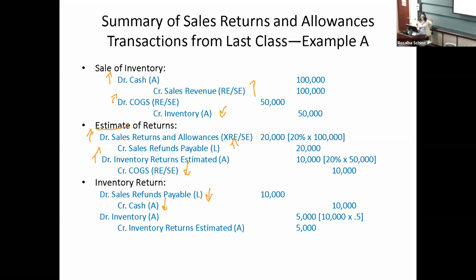I have returns, I estimate the returns for 20,000. I receive returns for 10,000. My obligation goes down by 10,000 because I no longer have the obligation for the whole 20,000, since I received 10,000 of returns already. And I paid those returns for cash. Then my actual inventory will increase and my estimated inventory will decrease because I'm reclassifying the inventory returned from an estimated to an actual one because I actually received the return. Does it make sense?